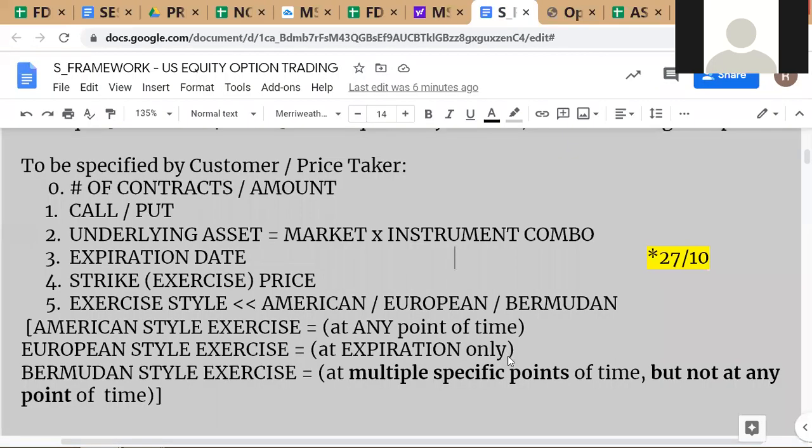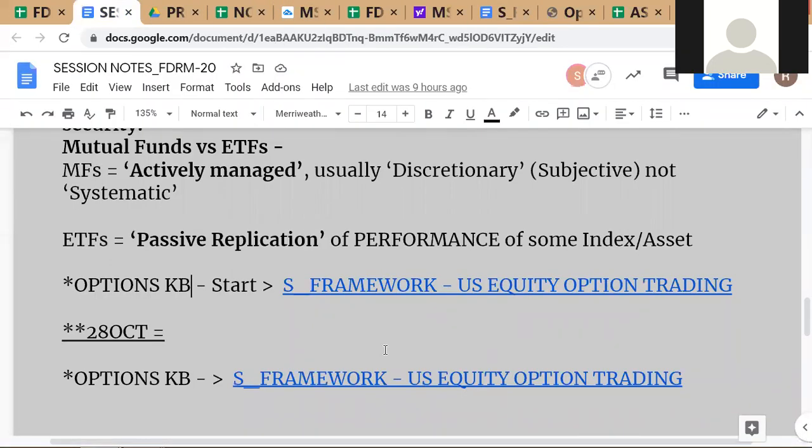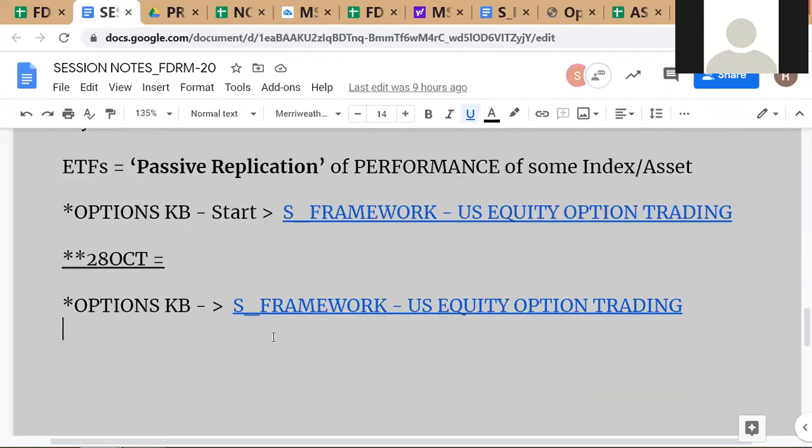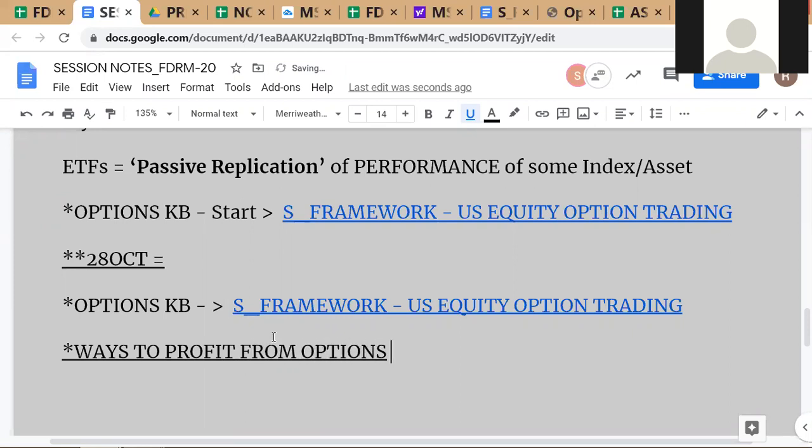Okay, so we can talk about this. Actually, maybe we can write this here. We will put it into the session notes. So we talk about what we have already discussed. Okay, so I'm not writing the answer here. Okay, and the second is the bid offer spread on options.